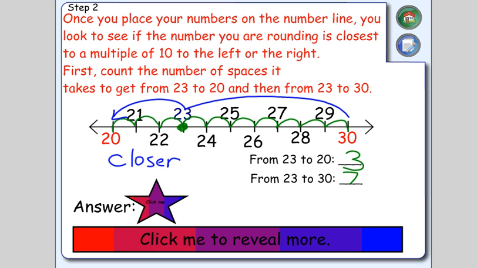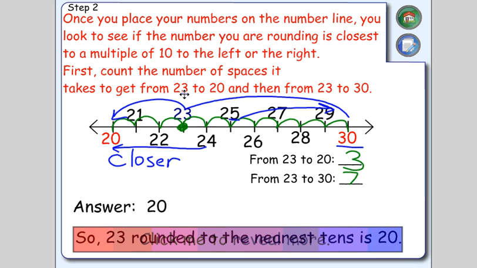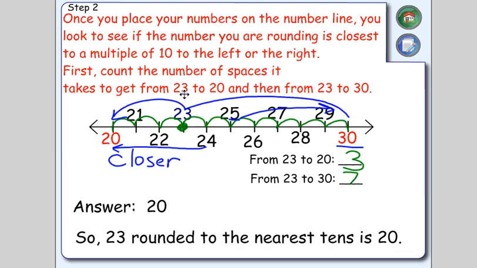That's where our rhyme comes in. When you look to the right, you see the 3. If it's 5 or above, we're going to shove it to 30. If it's 4 or below, we're going to let it go down to 0. So in this case, we're going to let it go. Our answer is 20. Rounding to the nearest 10, for 23, we get 20. So 23 rounded to the nearest tens is 20.